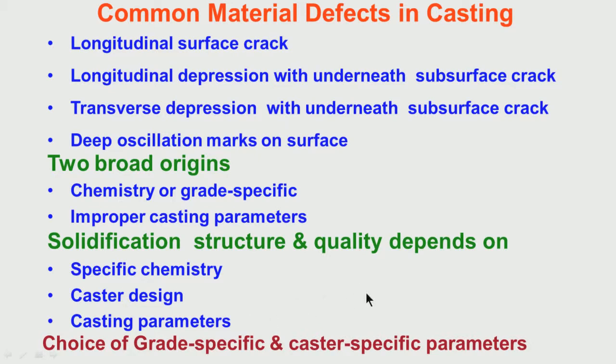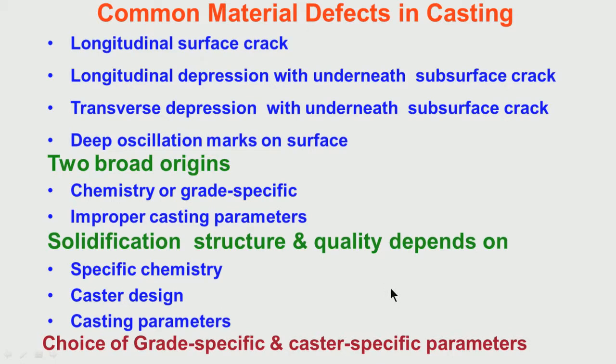So, casting parameter means mold taper. Casting parameter also means what type of powder you are using, what is the solidification temperature of the powder or the slag, what are the other characteristics of the slag, what is the viscosity. It all depends on the chemistry of the slag. So, that is also important.